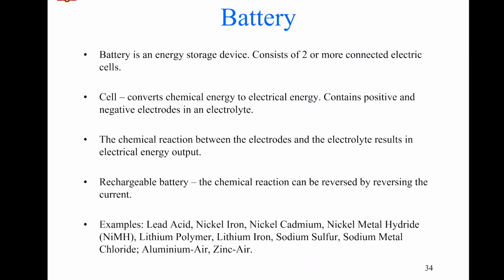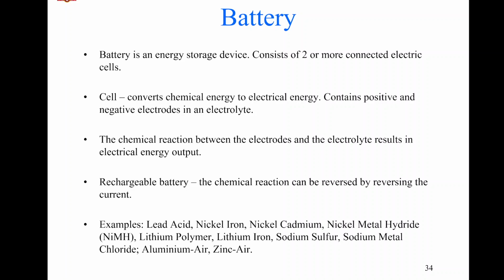The cell is one entity which converts chemical energy to electrical energy, and it contains three things: a positive electrode, a negative electrode, and an electrolyte. The chemical reaction between these electrodes results in the energy output, that is, the flow of ions inside the battery, which then enables the flow of electrons outside the battery, which completes the circuit that we have by including the battery and the load.